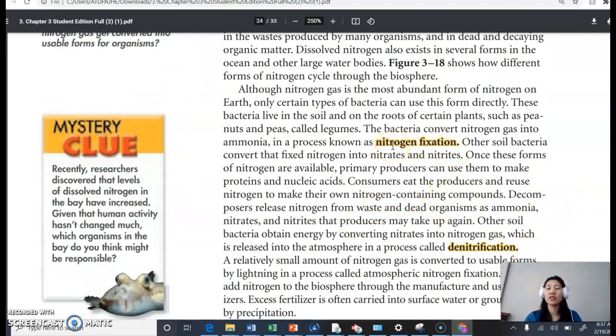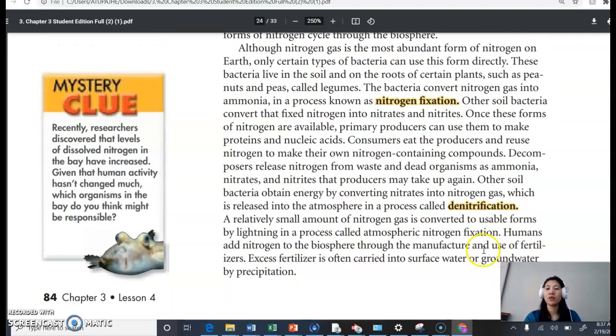Nitrogen fixation is the process where bacteria convert nitrogen gas into ammonia. What about denitrification? When bacteria obtain energy from converting nitrates into nitrogen gas, which is released into the atmosphere, this process is called denitrification.